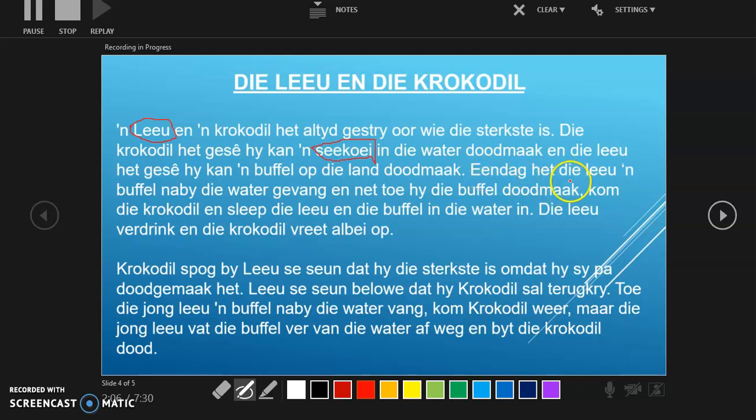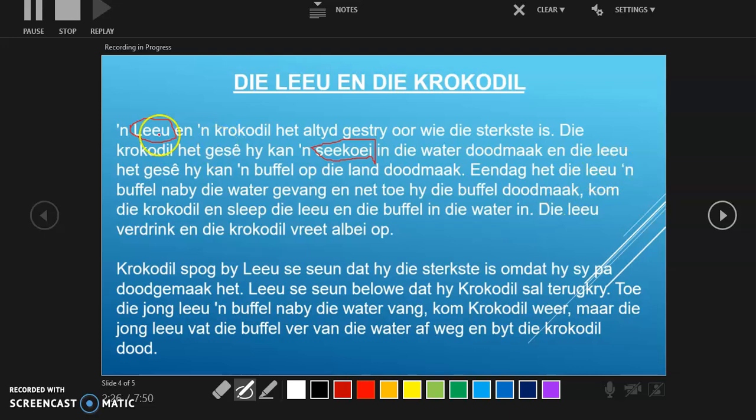Eendag het die leeu 'n buffel naby die water gevang, en net toe hy die buffel doodmaak, kom die krokodil en sleep die leeu en die buffel in die water in. Right, so this is quite a long sentence. Again, there's a couple of words that you can choose from.